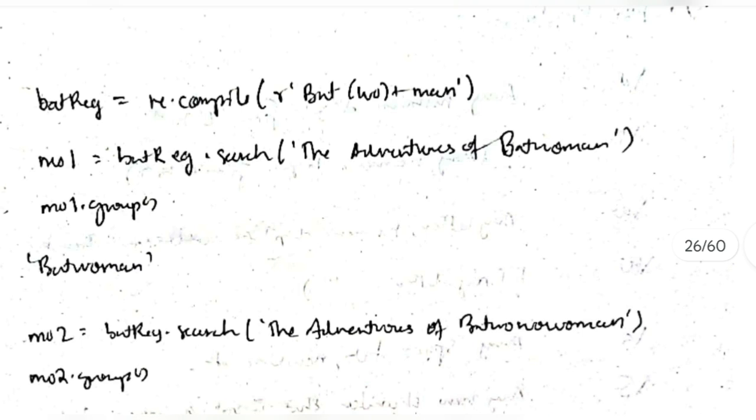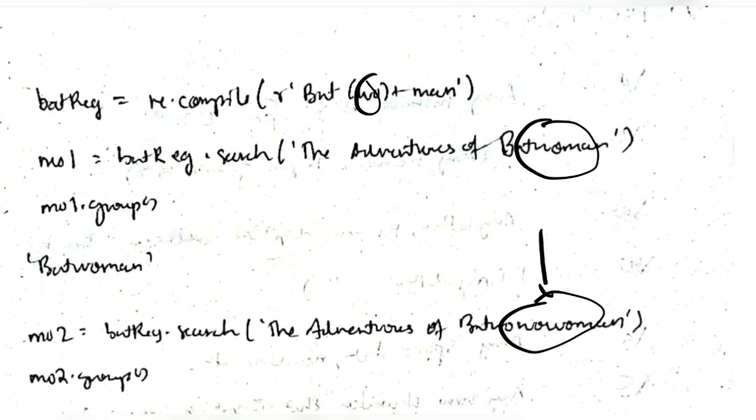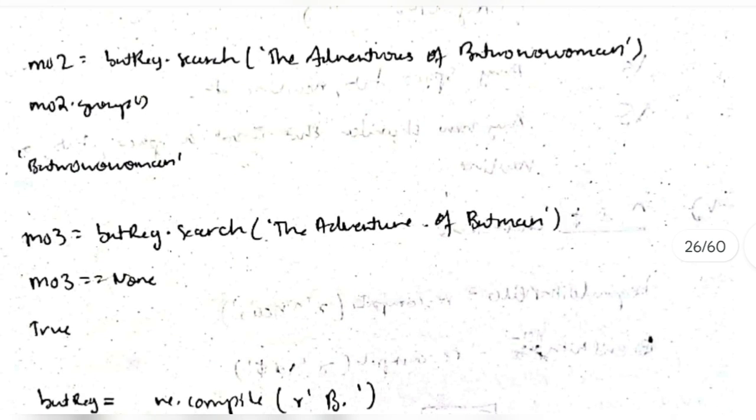Okay, plus means 1 or more. So WO must be there. Okay, so Batwoman will be there, and an extra number of WO, that will also be printed. And the last one, Batman will not be printed because WO is not there. Plus means at least one time it should be there, WO should be there. Okay, so since it's not there, it will not be printed.